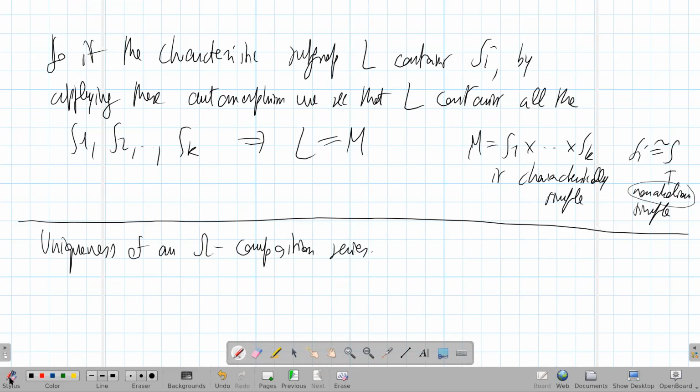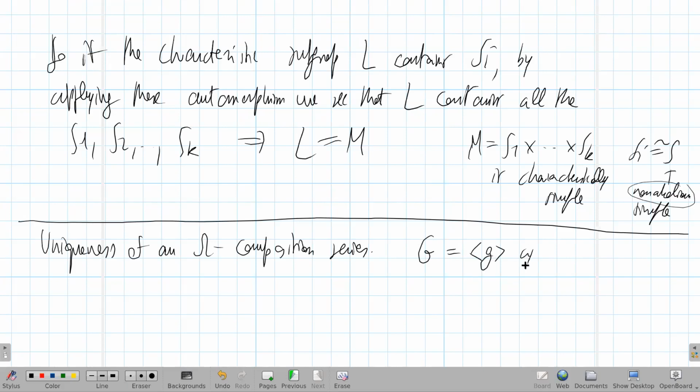Let's start with an example to see that such uniqueness cannot be taken literally. Consider a group G generated by g, cyclic of order 6. It has exactly two composition series. A composition series means just a series where each term is normal in the next, but this is abelian, so this is really also a normal series. This is what I call a principal series, but it is not important.